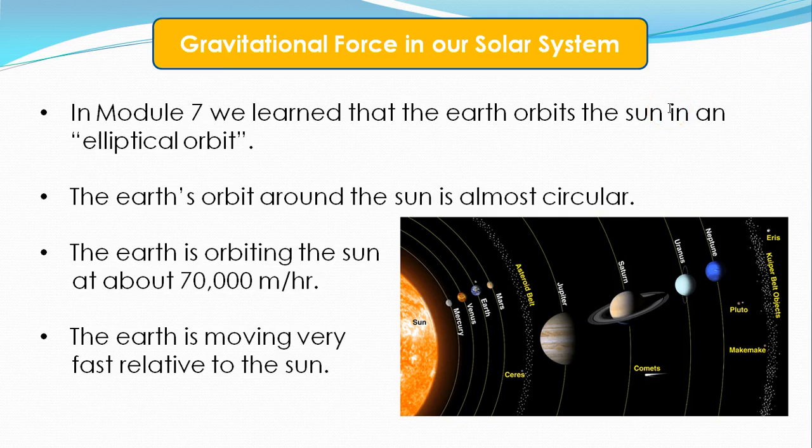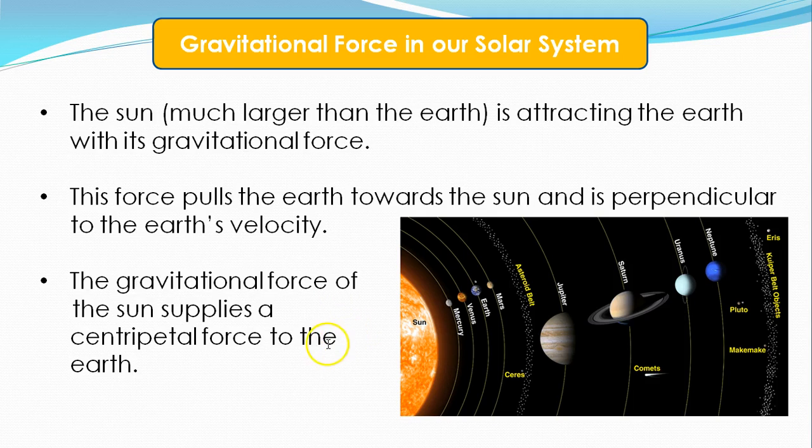In Module 7, we learned that the Earth orbits the Sun in an elliptical orbit. So, Earth is going around the Sun in a circular motion. The Earth is orbiting the Sun at about 70,000 miles per hour and is moving very fast relative to the Sun. The Sun, which is much larger than the Earth, is attracting the Earth with its gravitational force. This force pulls the Earth towards the Sun and is perpendicular to the Earth's velocity.